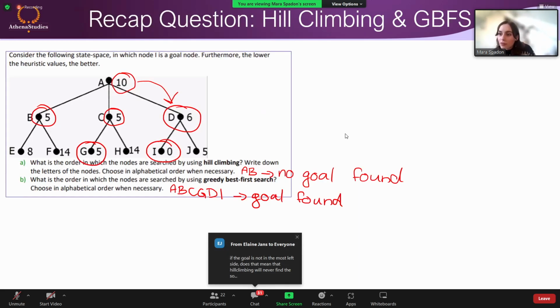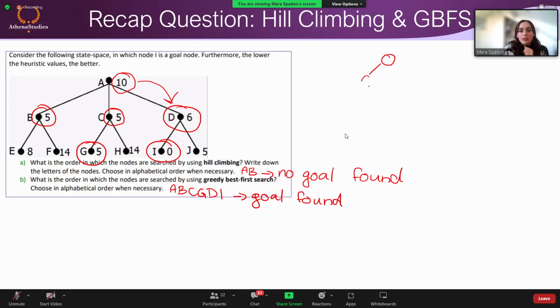If the goal is not on the most left side, does that mean that hill climbing will never find the solution? Well, it depends. Let's say we have our tree here, and the goal is here. Oh yes, you're right. Hill climbing will probably go from 10 to 5, and even when it goes here to 6, we already basically forgot all about this.